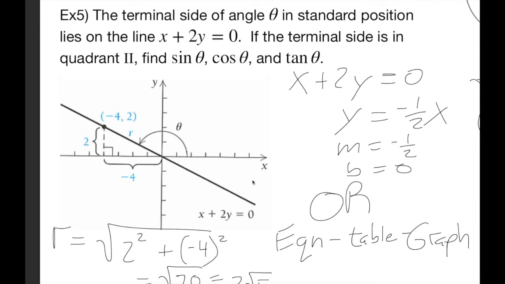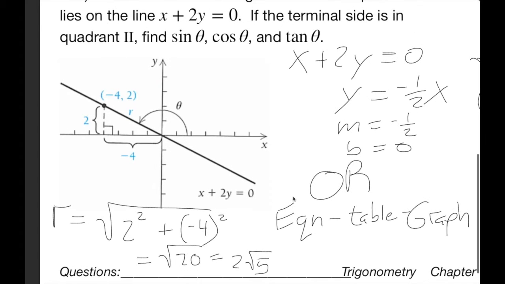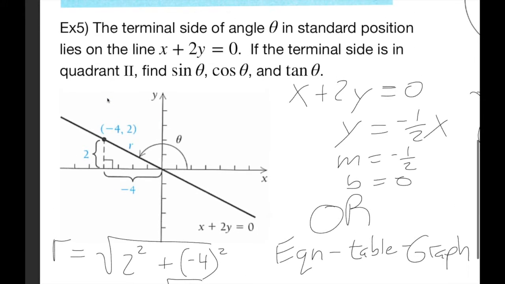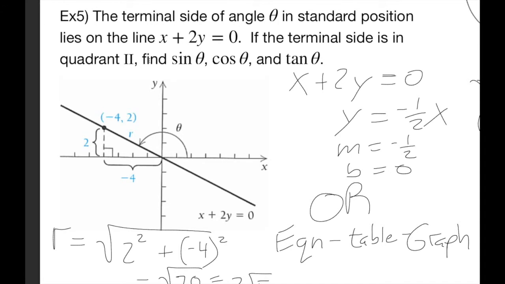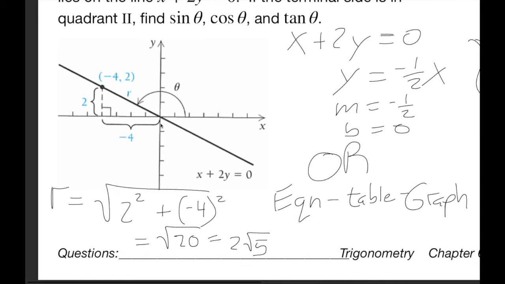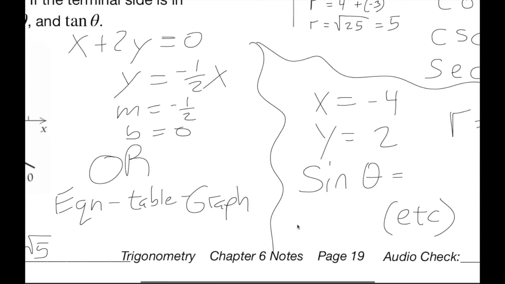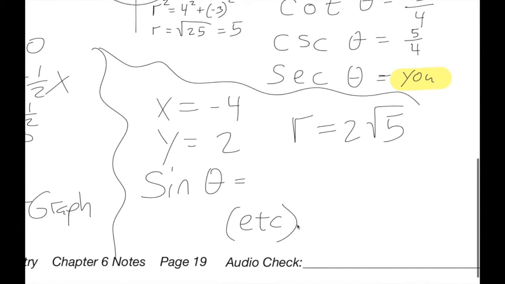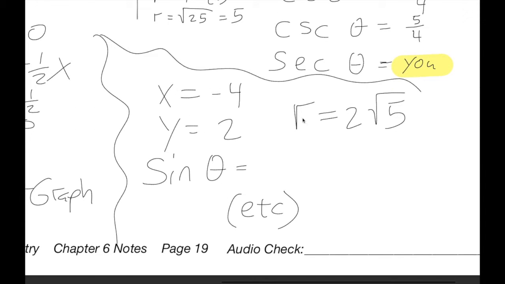In any case, you've got to graph the line first, and then you've got to figure out what the radius is from here to this point. You can pick any point you want because they don't give you a point, so there's lots of different points on this line. They picked the point negative 4, 2. And so you've got to find the radius between the origin and this point that you picked, and it can be 2 square root of 5. So if you want to find all the ratios, you need to first figure out what the x value is, the y value, and the radius. So that would be negative 4, 2, and 2 square roots of 5.